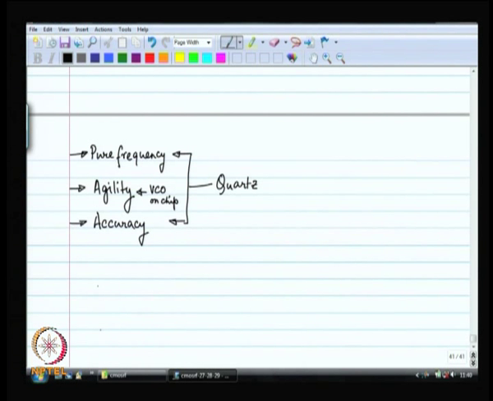So, we need a mechanism to combine the quartz crystal, which is external, with the VCO on chip and get the best of both worlds. We want agility, but at the same time, we want a pure frequency, we want very low phase noise, and we want great accuracy. We can't tolerate random frequency.